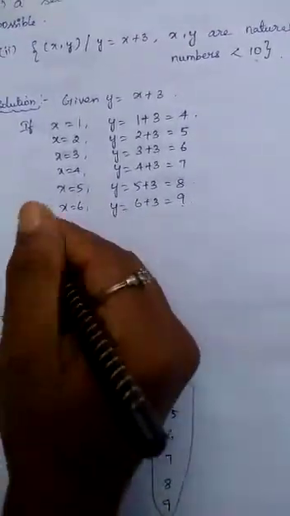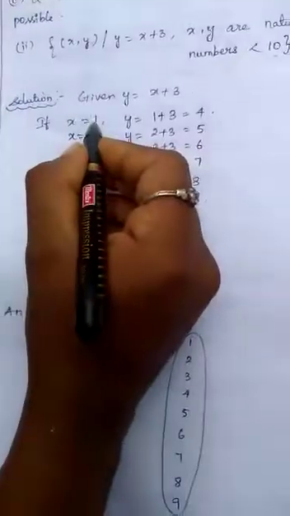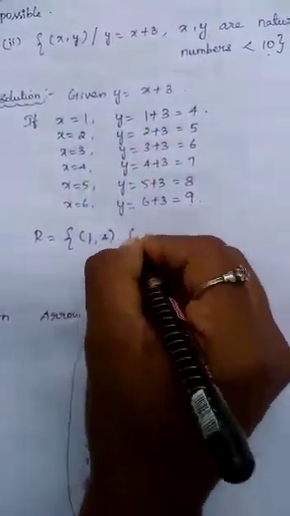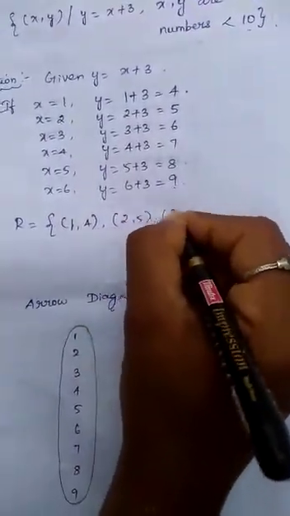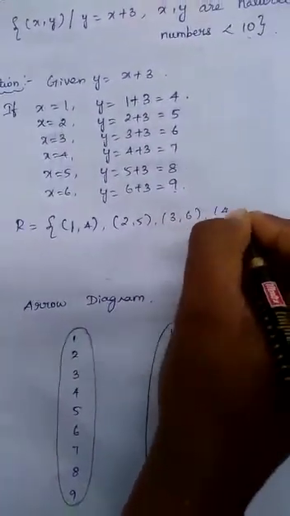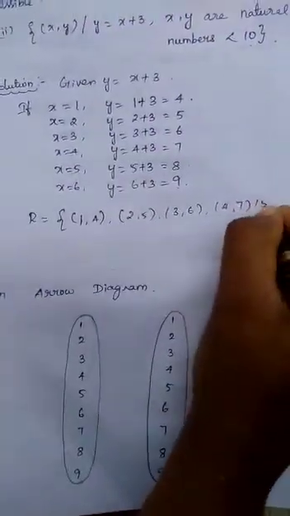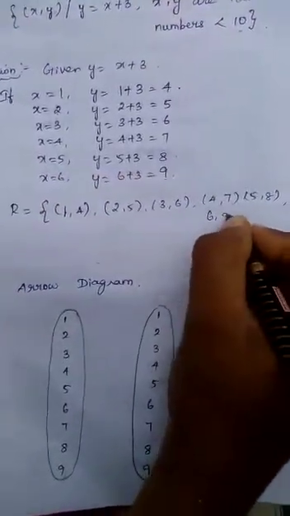Now you can write the relation R is equal to the x value and y value: 1 comma 4, and the second value is 2 comma 5, and the third value is 3 comma 6, and the fourth value is 4 comma 7, 5 comma 8, and the last value is 6 comma 9.